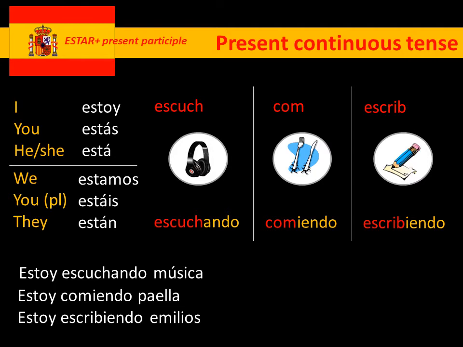I'm writing emails. And if we wanted to use different persons, we'd just use the different person of the verb of estar. For example, estamos escuchando. We are listening. Están escuchando. They are listening. Estás comiendo. Are you eating?